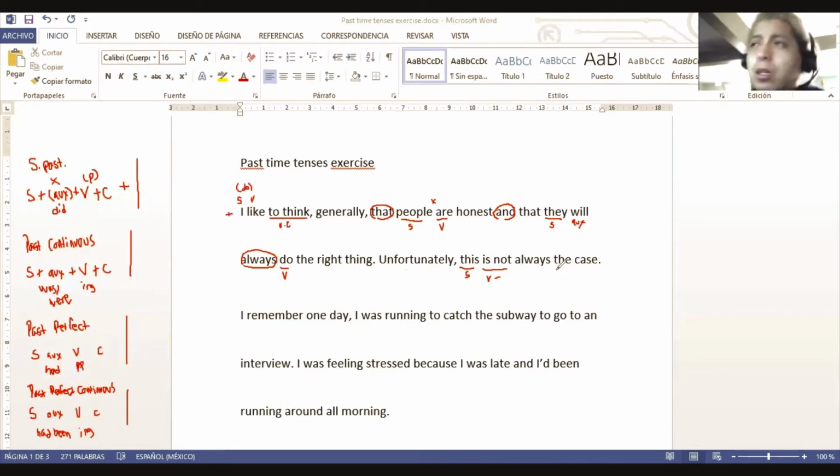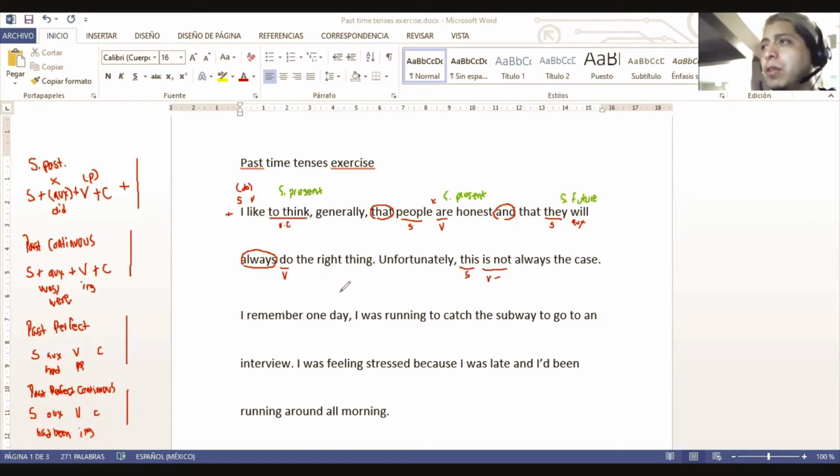If you pay attention to it, you can check how they are not even using the past. This is a story that happened in the past, but for the introduction we have: I like to think. This is the simple present. Normally or always, this is in the present. The present is used for routines or things that you always do or that are always true. People are honest. This is the simple present again. So people are normally honest or always honest or generally honest. Well, generally it says here. And that they will always do the right thing. They will. This is the simple future.